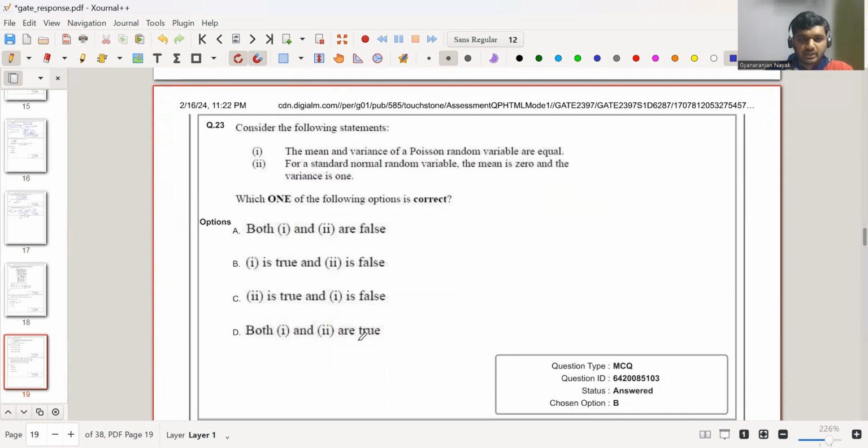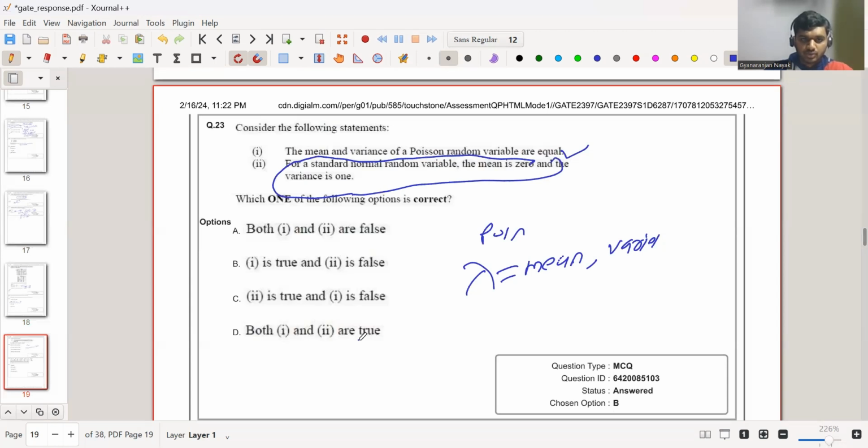Consider the following statement: the mean and variance of a Poisson random variable are equal. You know for Poisson distribution, the mean and variance are equal, that is lambda. So statement I is correct. For a standard normal random variable, the mean is 0 and the variance is 1. It is also true. So both I and II are true. So option D is correct. We proceed for next.